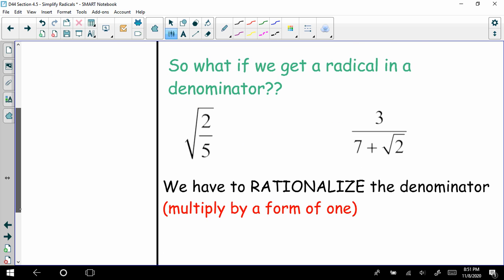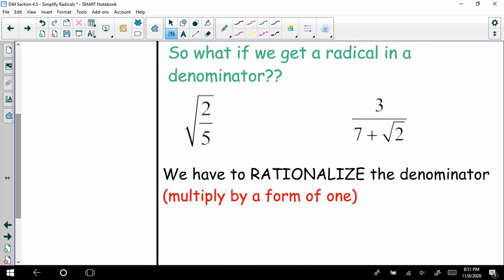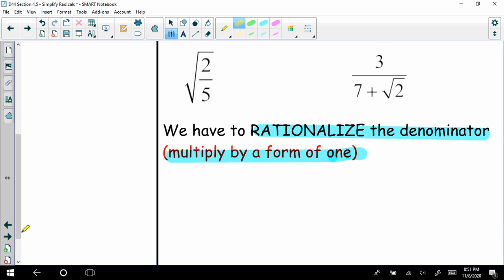All right, so here's a couple of examples. Square root of 2/5, and then the other one is 3 over 7 plus radical 2. We have to go through a process called rationalize the denominator, which means we will be multiplying by a form of 1 on here. So that doesn't mean a whole lot to you yet until we actually go through some examples.